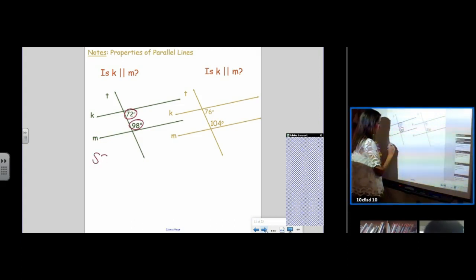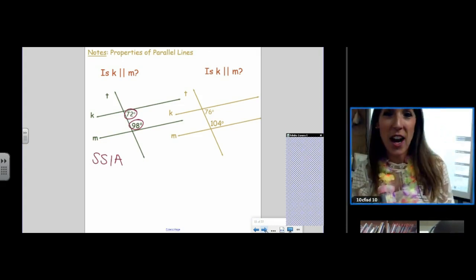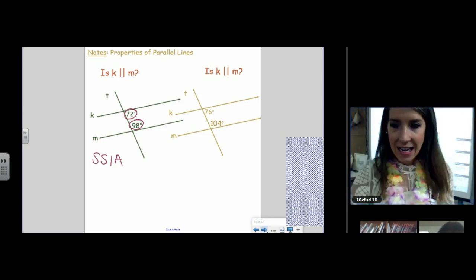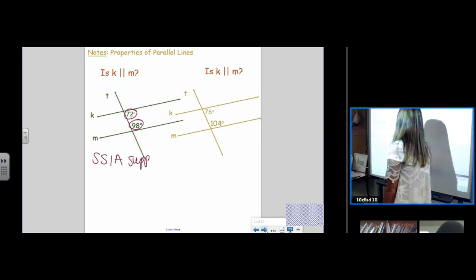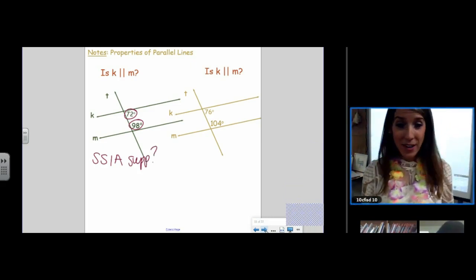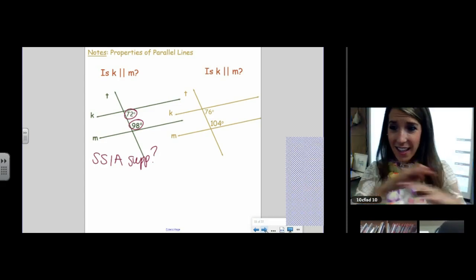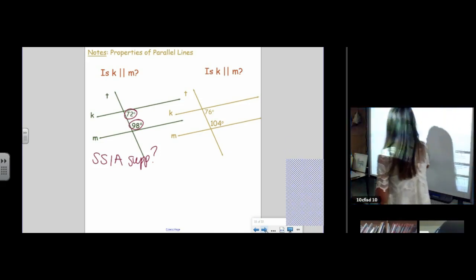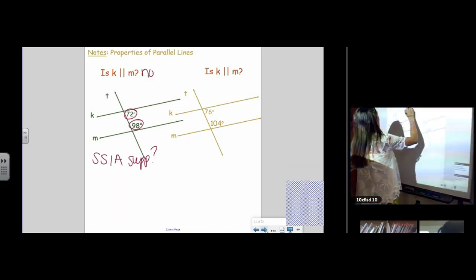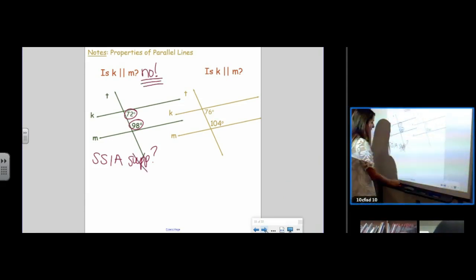These are same side interior angles. The theorem says that if same side interior angles are supplementary, then the lines are parallel. So are the same side interior angles doing what they're supposed to? Are they supplementary? Did you check the math? 72 plus 98? No! That does not equal 180. So is K parallel to M? No! Because the same side interior angles were not supplementary.